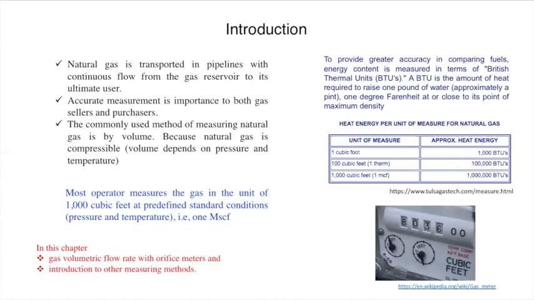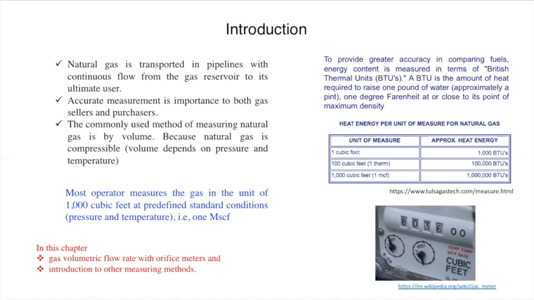rated accordingly. Now, the commonly used method for measuring natural gas is by volume. As you see, this volume depends on pressure and temperature, which change as the gas flows through the pipeline. Therefore, volumetric measurement is more important. Now, most operators measure the unit in 1,000 cubic feet, and you can say this is 1 MSCF, right? In this way, the gas is sold to the purchaser.